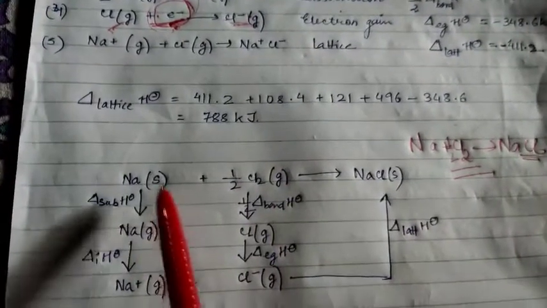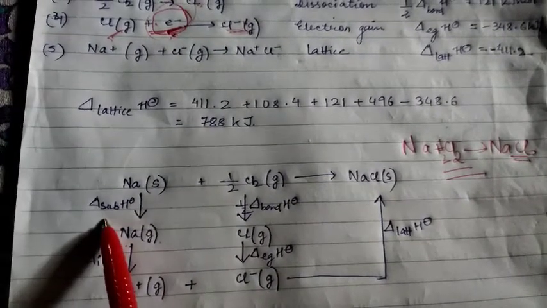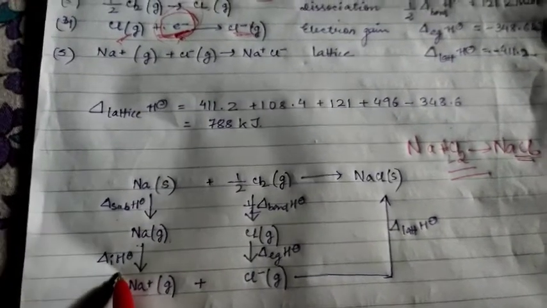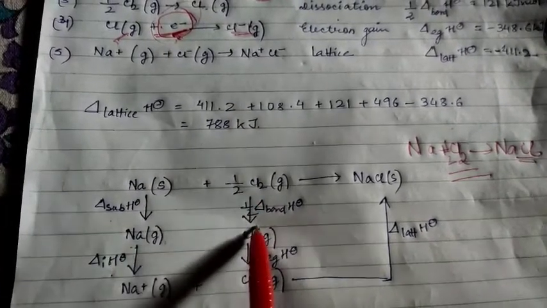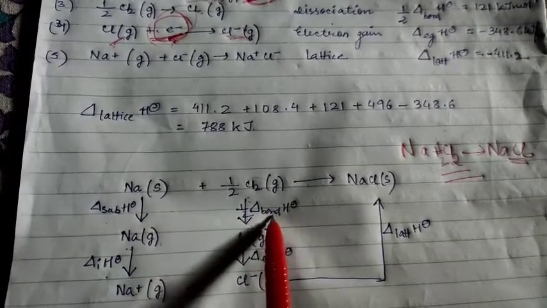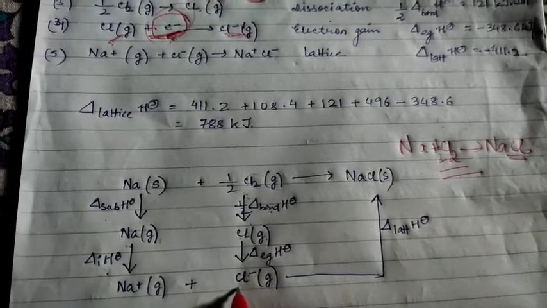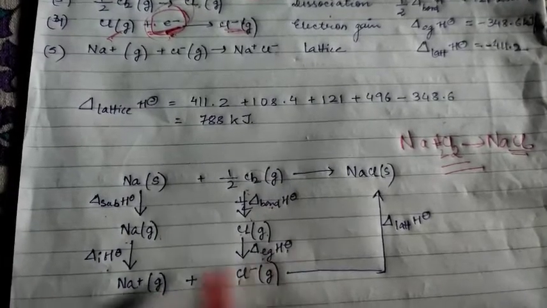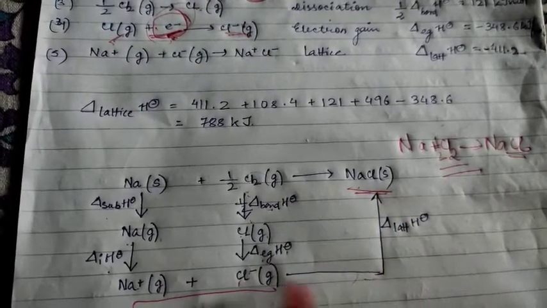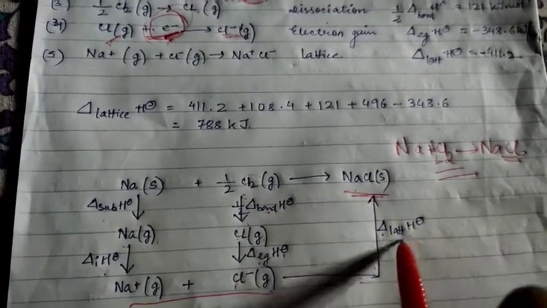Is it clear? Now from sodium solid, you will get sodium gas. This process is known as sublimation. From sodium gas, sodium ion, this process is known as ionization enthalpy. Then next, from Cl2 you are breaking the bond. This is bond dissociation. From Cl gas you are getting Cl negative, one electron is accepted, so this is electron gain enthalpy, and this together will give us the solid, that is sodium chloride. So this process is the lattice formation, and the enthalpy involved is the lattice enthalpy.